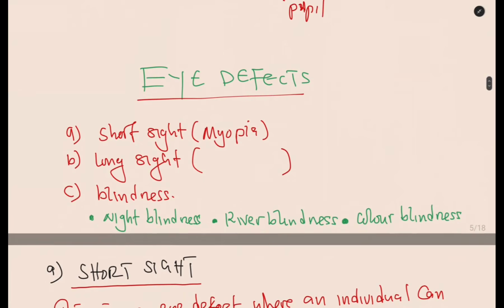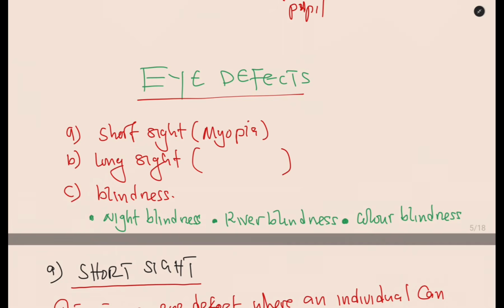Then let us look at the eye defects. What are some of the eye defects? So eye defects or eye diseases. We have what we call short sight, which is called myopia. Then we have long sight. Now for long sight, what is the other name for long sight? So make sure that you give that answer. Just type in the comment section what is the other name for long sight.